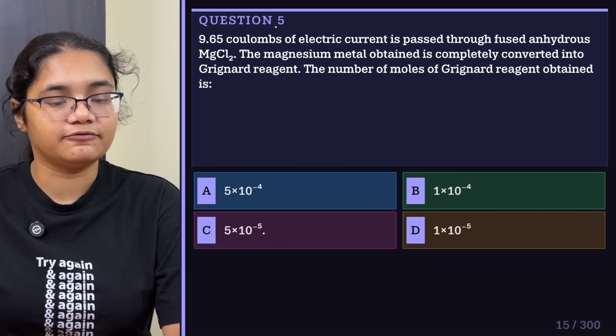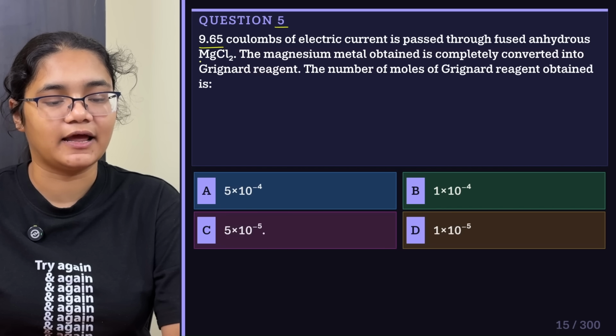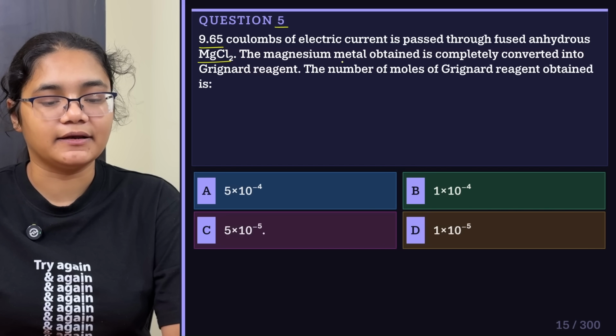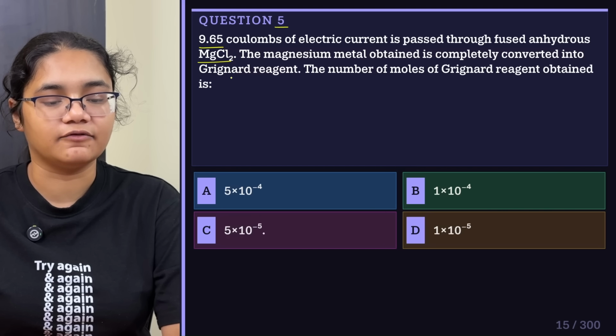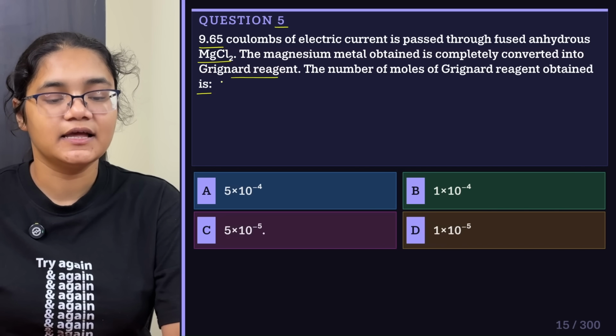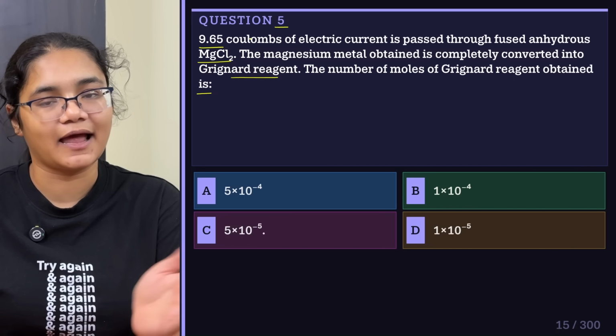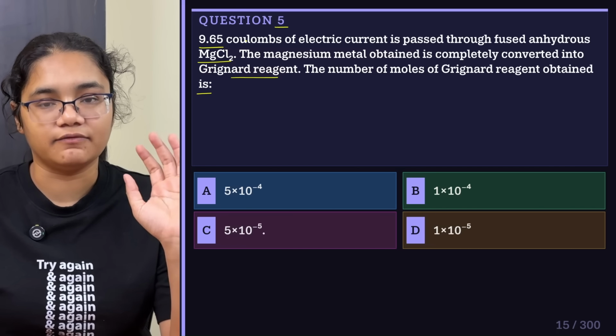Next, question number 5. Here, 9.65 coulombs of electric current is passed through fused anhydrous magnesium chloride. The magnesium metal obtained is completely converted into Grignard reagent. The number of moles of Grignard reagent obtained is. So first of all, we have to calculate how many moles of magnesium got deposited. That much amount of Grignard reagent will also be forming.